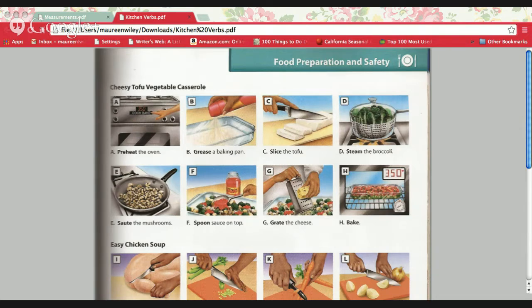Can I get a volunteer to read the first verb under the picture of the oven? Preheat the oven. Okay, preheat the oven. Now that should be clear. You have to make the oven hot by heating it up, and you do that before you add the food, so you preheat it. Pre and before mean the same thing, and you heat it up before you put any food in there. Preheat the oven.